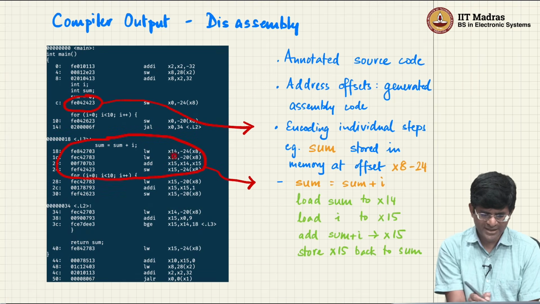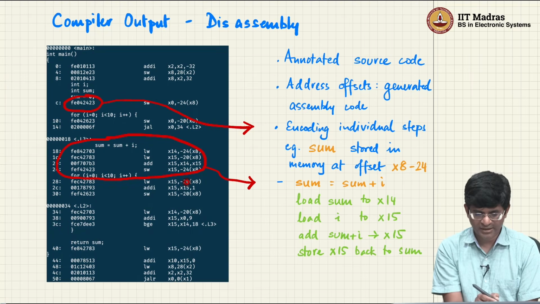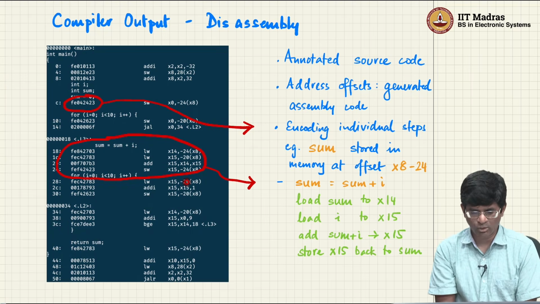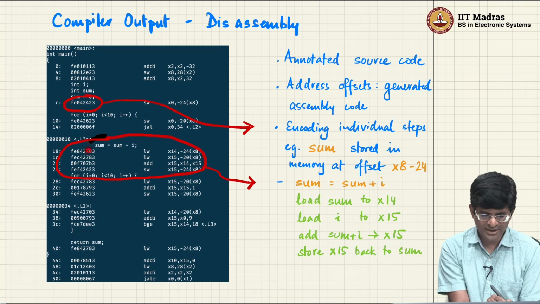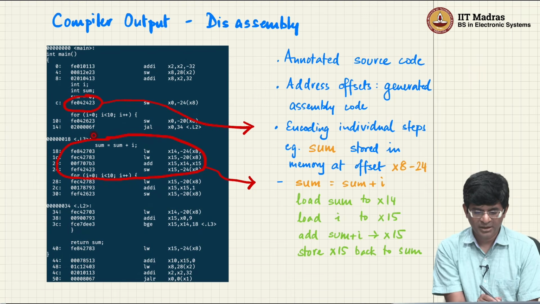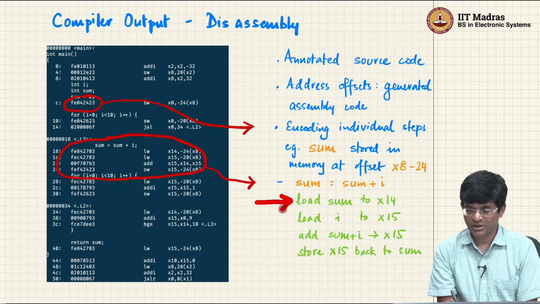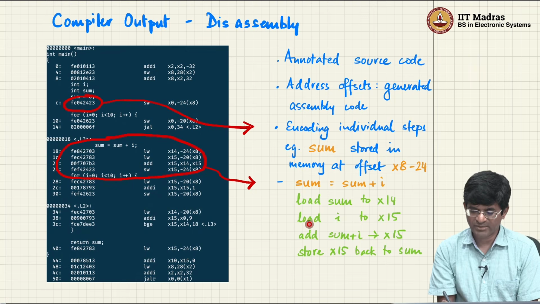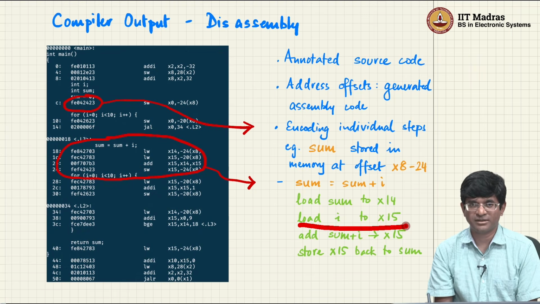Now similarly, there is a set of instructions out here, and it's worth spending a moment on this, because it says at the top that the instruction is sum is equal to sum plus I, right. How does that get implemented? You can see that there is one load word out here, which is basically the equivalent of load the value sum into the register x14. Okay. The next one is also a load, which basically says load I into x15.